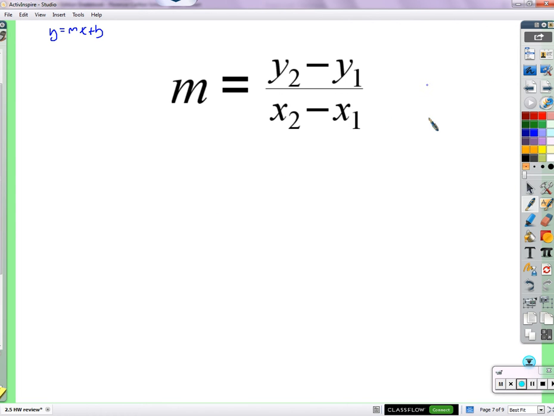What's going to happen if I multiply this side by the entire parentheses x2 - x1? What's going to happen then? Jacob? It's going to be undefined. No. All right, let me point out that it's not going to be a straight line. No, it will be a straight line.